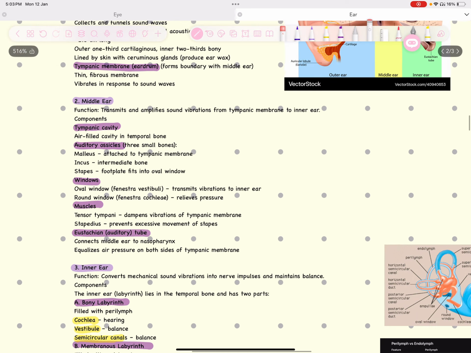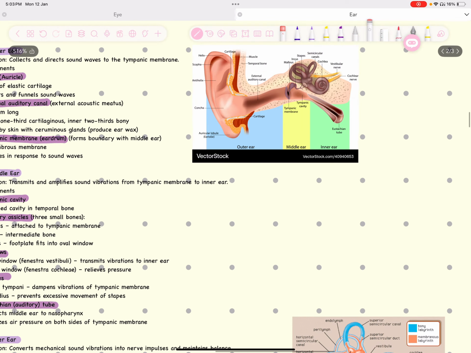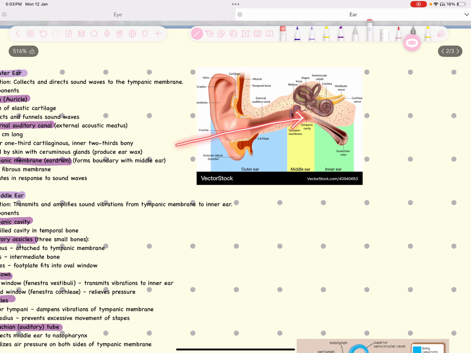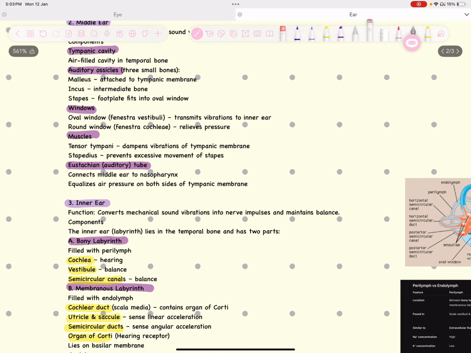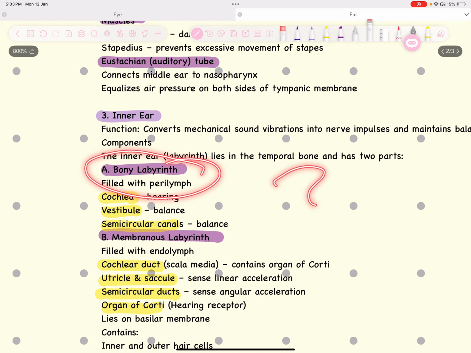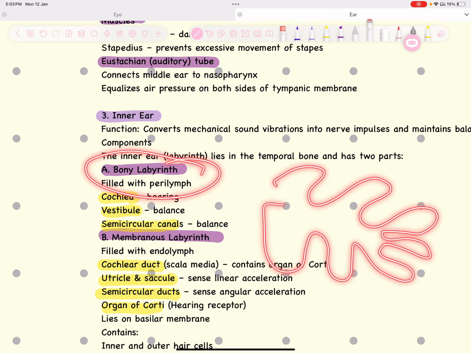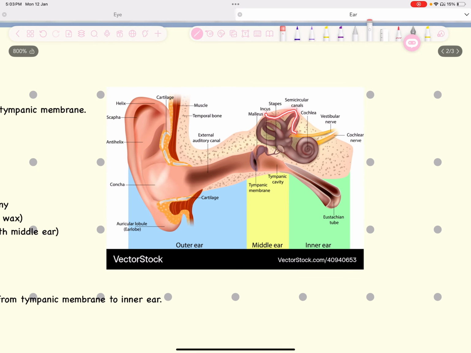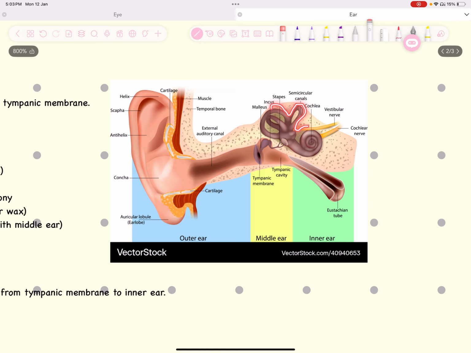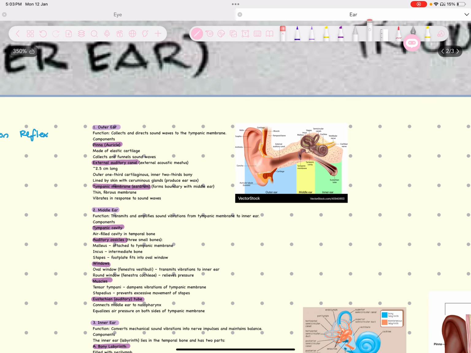Moving forward, the inner ear. Its major function is to convert all of that mechanical sound vibrations into nerve impulses that will be carried to the brain. It comprises a bony labyrinth and the membranous labyrinth. The bony labyrinth is just the curvatures, the carving made in the temporal bone. This entire structure is in your bone, so there has to be some carving done so that it can fit there.